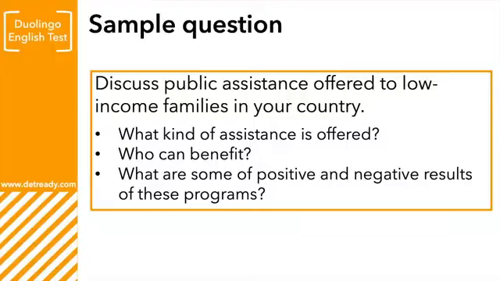Okay then, let's get started with today's lesson. I'm going to teach you these phrases by going through an answer for one of the speaking questions on the Practice Duolingo English test, and this is the question we'll look at today. Discuss public assistance offered to low-income families in your country. What kind of assistance is offered? Who can benefit? What are some of the positive and negative results of these programs? So this is the question we're going to answer.